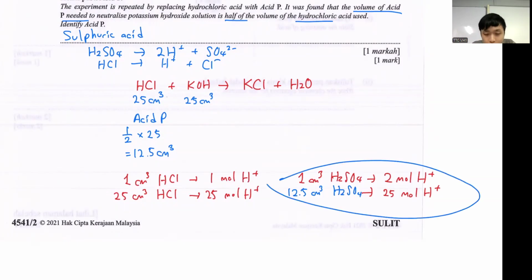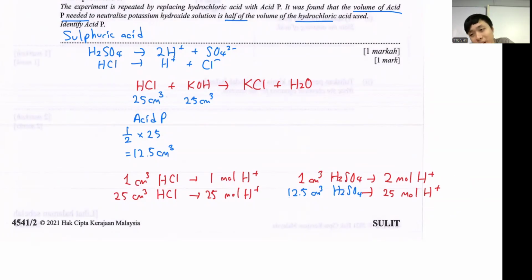But in this case, no need. For H2SO4, you only need a lesser volume to produce the same amount of H plus, because it is double the concentration of HCl. Understand? That's why the volume required for acid P is half, because you need only a little acid to neutralize the alkali. Actually, both acids are strong. It's just that H2SO4 produces twice as much H plus. Okay.